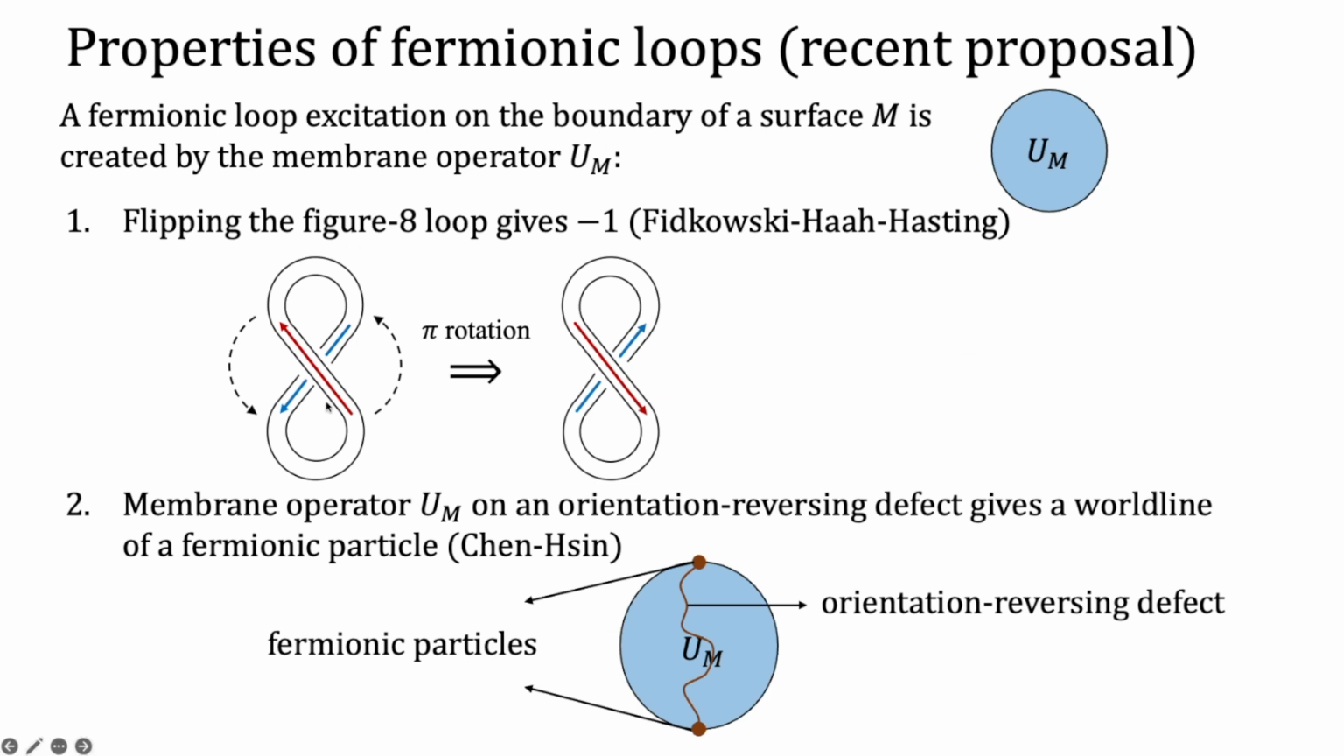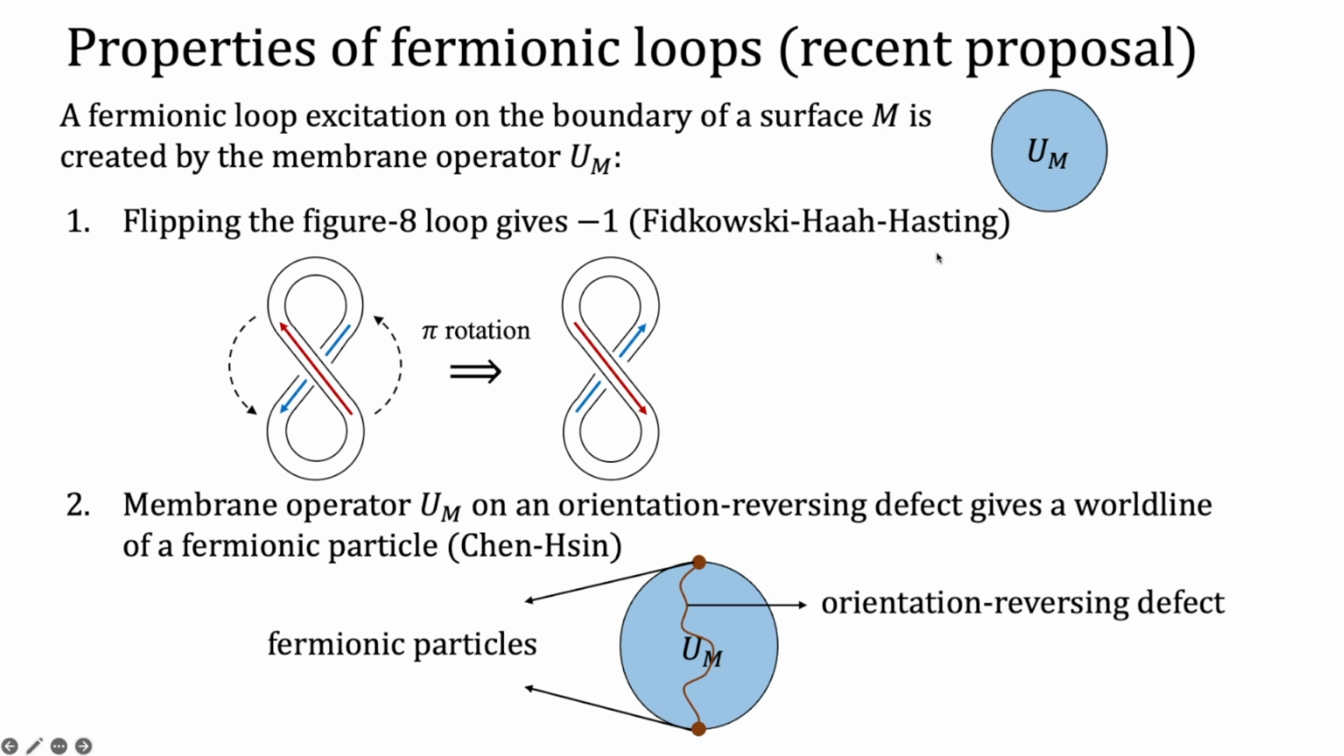First, I consider the loop, positioned in this shape. And now I consider the pi rotation of this loop like this. You can see this red arrow is going in the reverse direction, and this blue arrow also has a reverse direction. So in other words, if I reverse the orientation of a certain loop, this will give a minus one. This definition is proposed by Fidkowski, Haah, and Hastings.